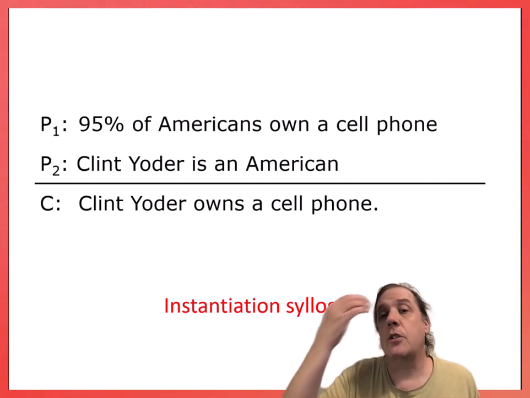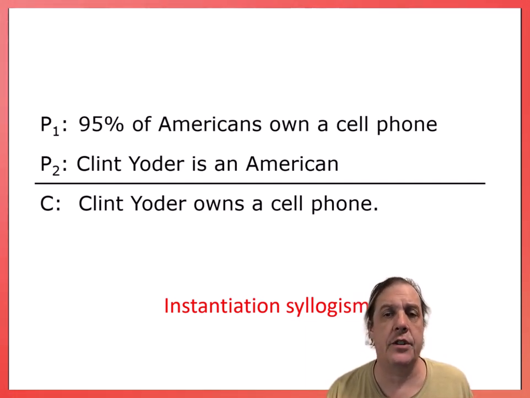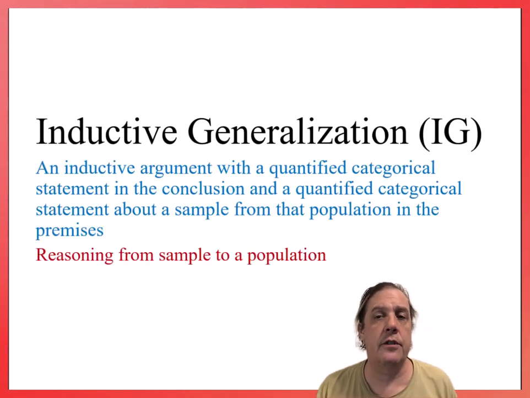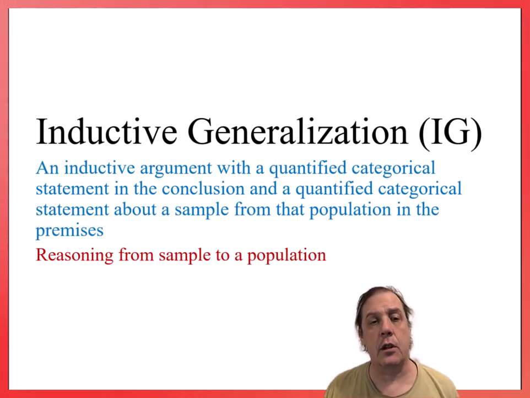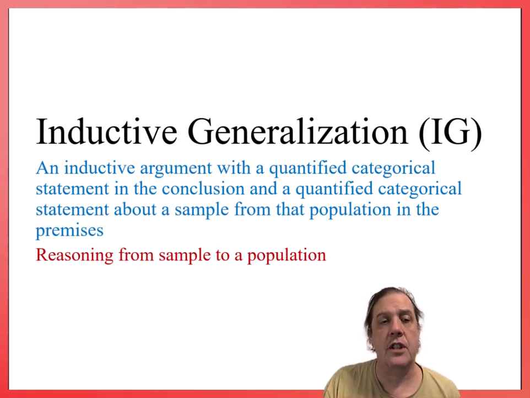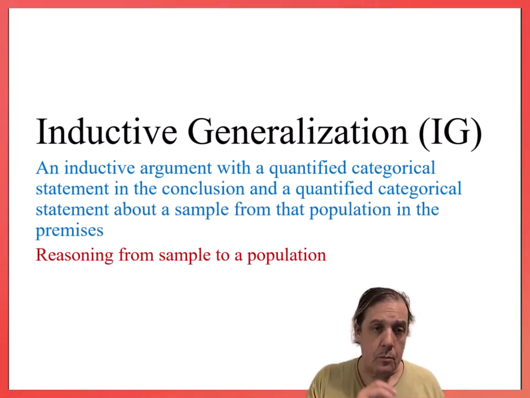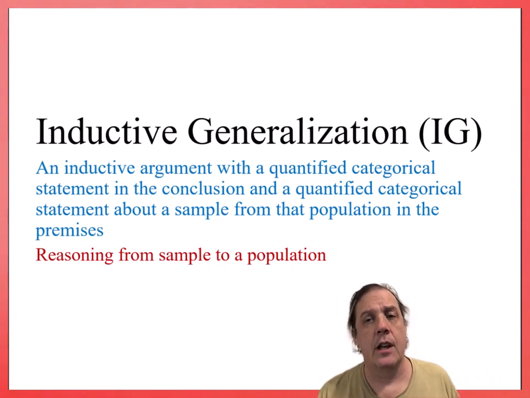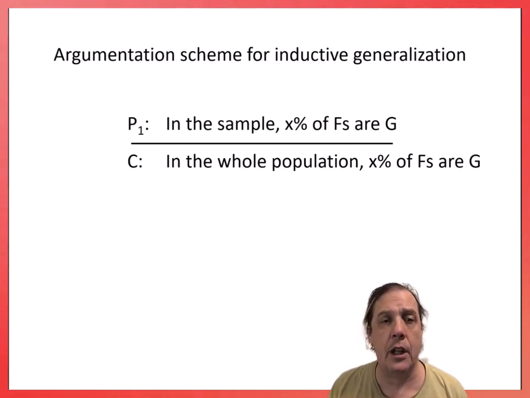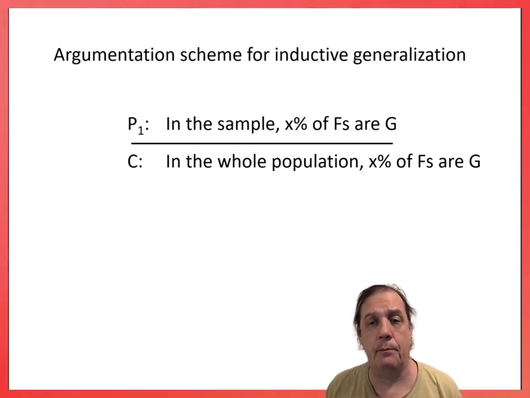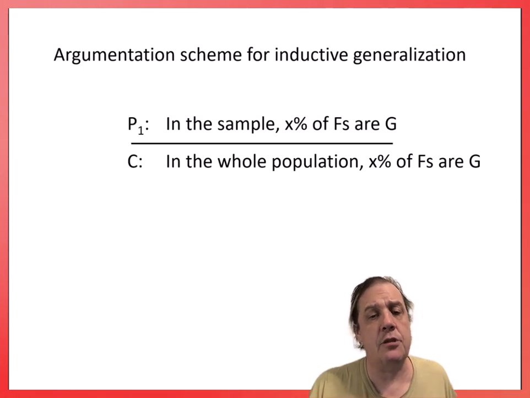All right, let's talk about precise definitions here. So an inductive generalization is an argument with a quantified categorical statement in the conclusion and a quantified categorical statement about a sample of that population in the premises. So you are moving from a sample to a population. And the argument scheme for that looks like this. In the sample, X% of Fs are G. Therefore, in the whole population, X% of Fs are G. Right? That's from last time.